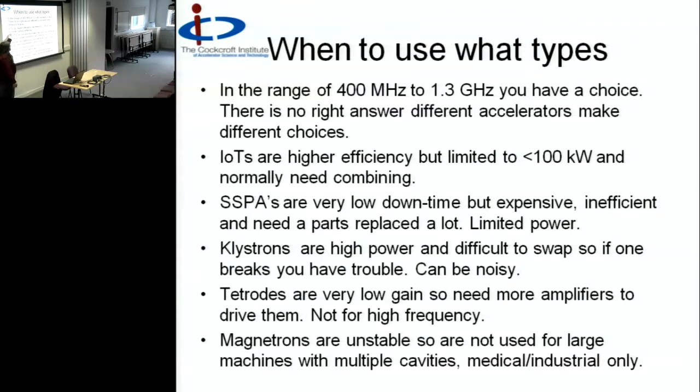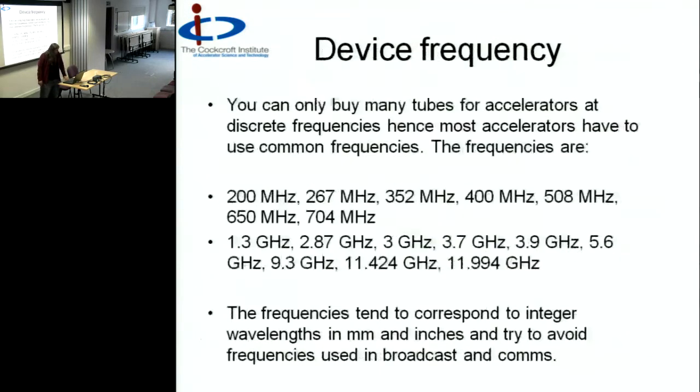IOTs are normally higher efficiency, but limited to 100 kilowatts and need combining. SSPAs are very low downtime, but expensive, inefficient, and need parts replaced. Klystrons are high power, difficult to swap, and if one breaks, you have trouble. And they can add a lot more phase noise. Tetrodes are very low gain, so you need more amplifiers to drive them. Not very good for high frequencies. And magnetrons are unsuitable for big accelerators, where we need stability. We need to combine lots of tubes together. But if you've got a 5 megavolt or a 20 megavolt electron machine, then magnetrons are your best choice. And that's why Elekta's radiotherapy machines all run on magnetrons. But variants use klystrons, so again, it's a choice.